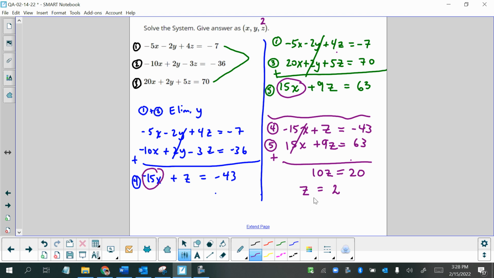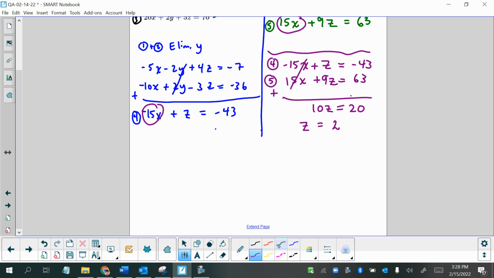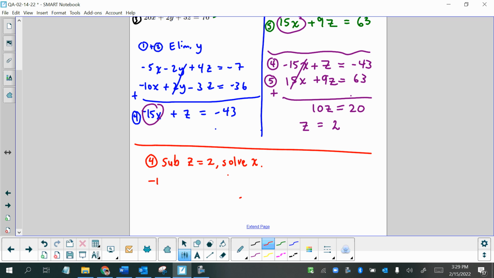So now I can take the fact that z equals 2 and substitute it into my fourth equation. So let's do that now. I'll use, I don't know, red this time. All right, so I'm going to take my fourth equation and substitute z equals 2 and then solve for the remaining variable x. Okay, so I'm going to take negative 15x plus z equals negative 43. Then I'm going to take the fact that I know now that z equals 2, so I'm going to replace the z with the number 2, and now I can solve for x.